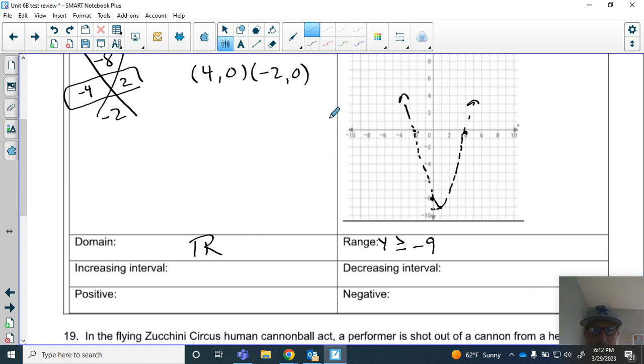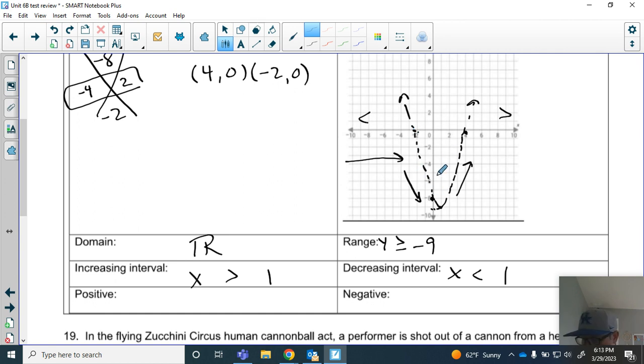Increasing and decreasing. We always do x and whatever the axis of symmetry is. Then, if we're coming in from the left side, this is the less than side, this is the greater than. We decrease when it's less than, and we increase when it's greater than.